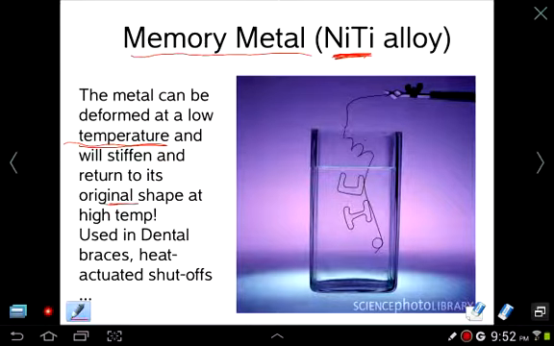So here, for example, the piece of metal is shaped to spell the word ice, and then somebody had deformed it, but as you put it into the hot water, the ice configuration returns. Very interesting. Allows us to play around with these ideas. These are actually used in some applications in the real world.